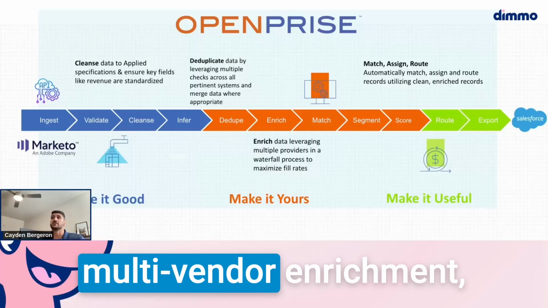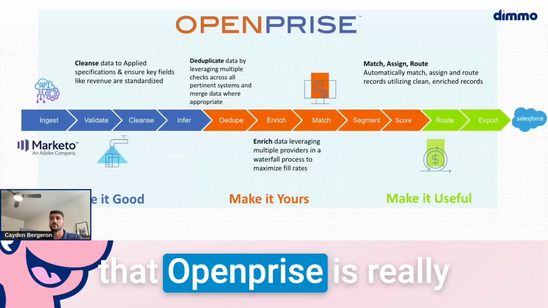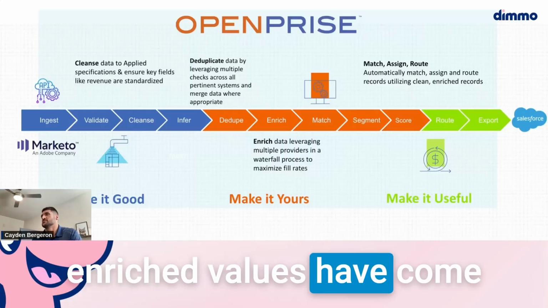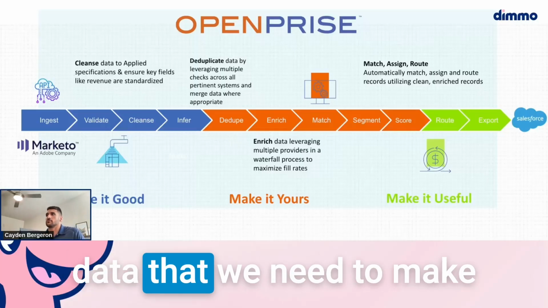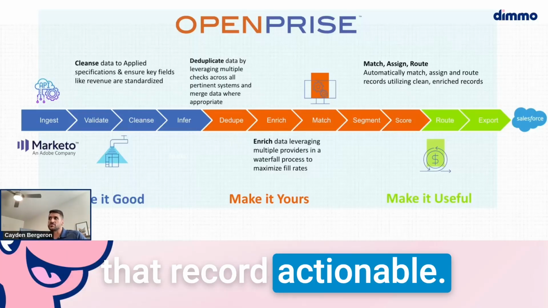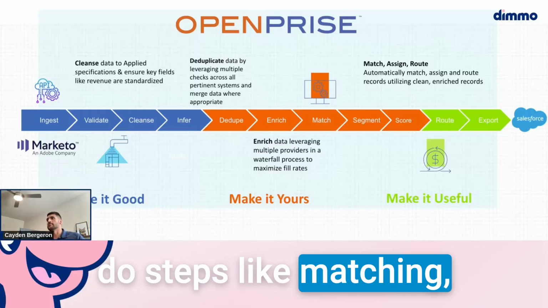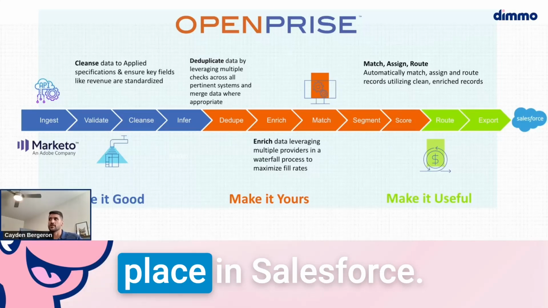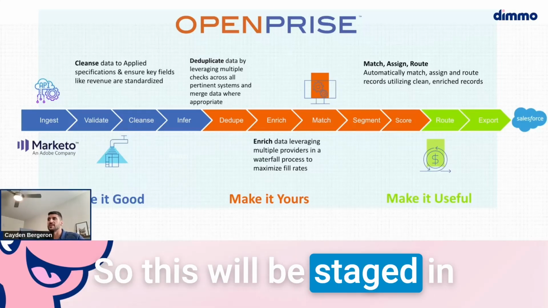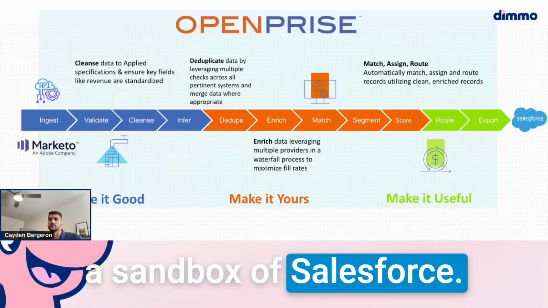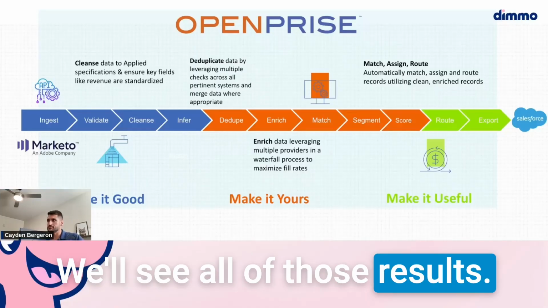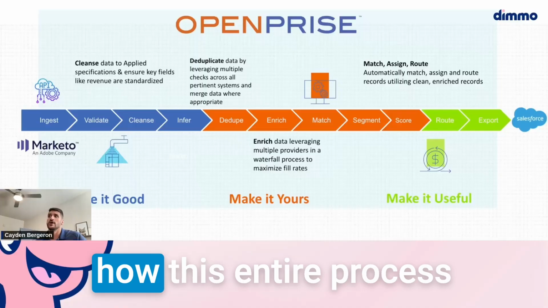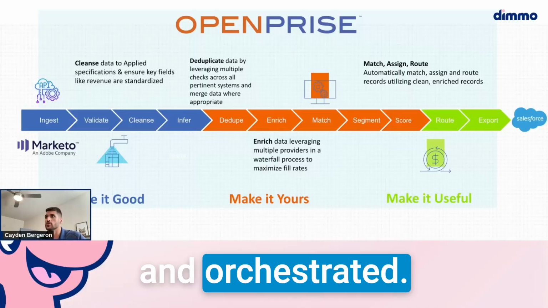When we talk about multi-vendor enrichment, that's another thing that Openprise is really good at doing, and we'll see an example of that. And then once those enriched values have come back, we've got all of the data that we need to make that record actionable. That's where we can do steps like matching, segmentation, scoring, routing. We'll see all of that take place in Salesforce. So this will be staged in a sandbox of Salesforce. We'll see all of those results. And then finally, we'll jump into the back end of Openprise to see how this entire process was automated and orchestrated.